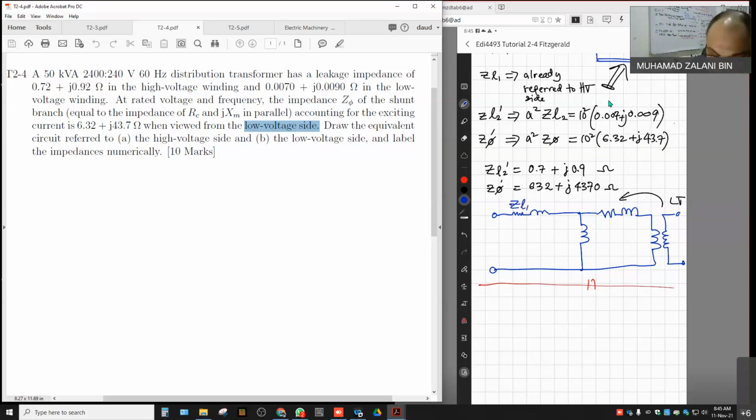ZL1 is the same. I need to write it using this. So this represents ZL1, which is already at the primary side. This should be a different color. Okay, RC plus XN. So I use the red color. This one has been referred. So this is Z5 prime. Okay, Z5 prime, its value is this one.